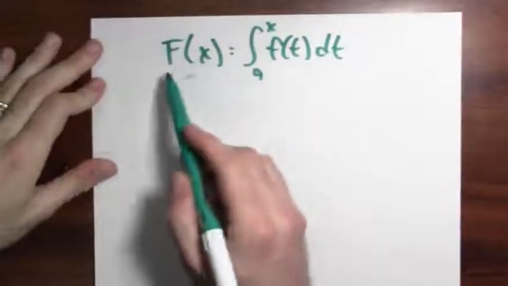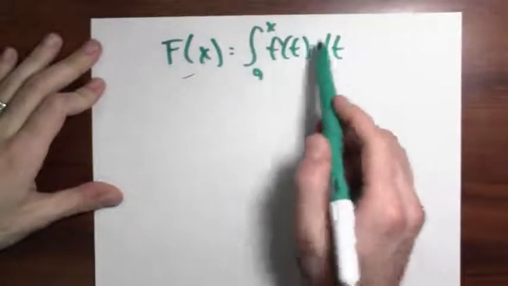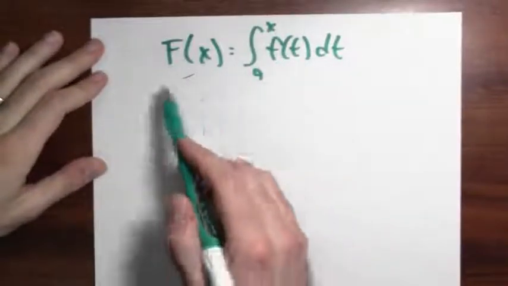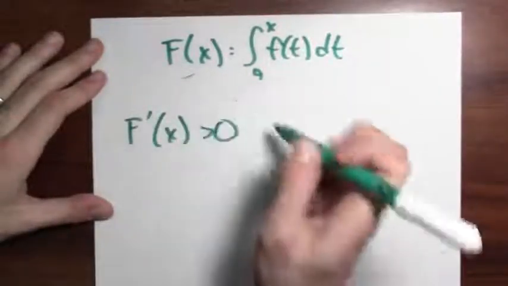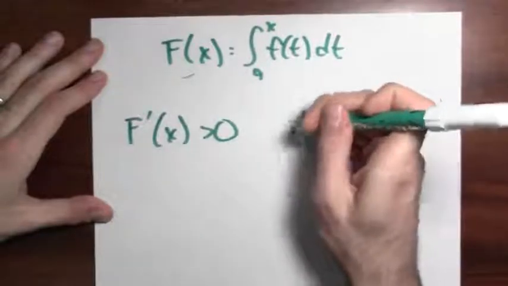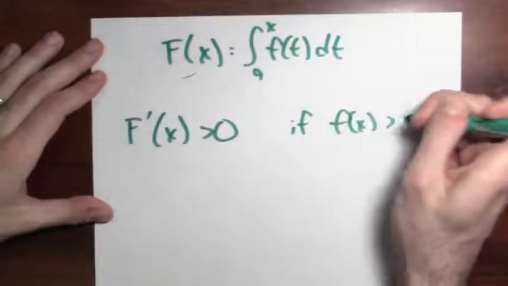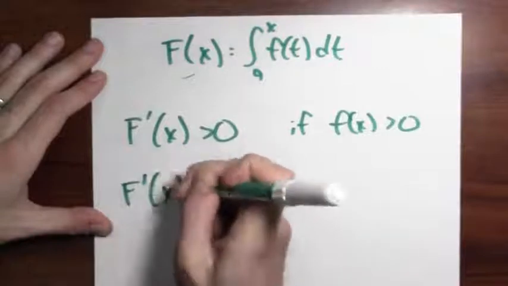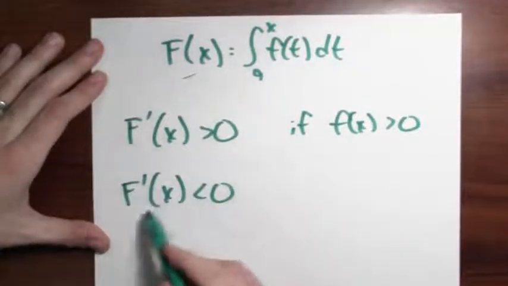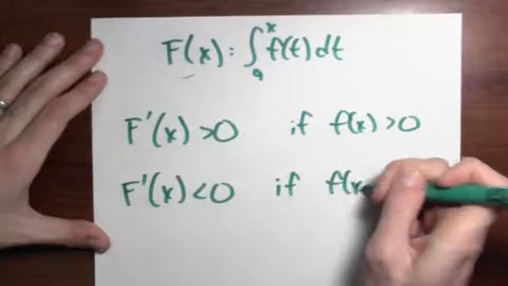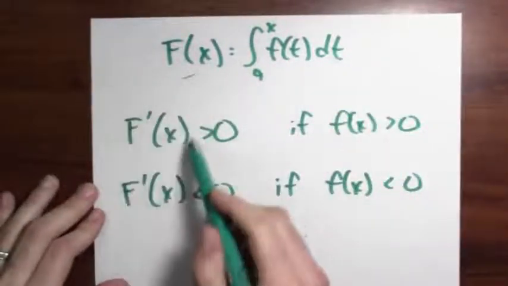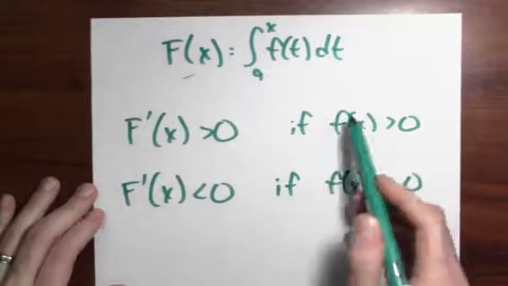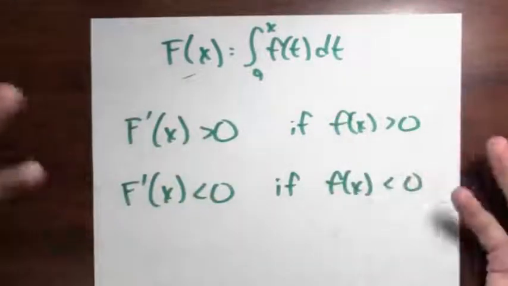Suppose I have the accumulation function, so big F of x is the integral from a to x of f of t dt. And now I can ask, how is the accumulation function changing? Well, the accumulation function is increasing, meaning its derivative is positive, if the function that I'm integrating is positive, and the accumulation function is decreasing, meaning the derivative is negative, if the function that I'm integrating is negative. And this suggests that the derivative of the accumulation function and the function that I'm integrating might be related in some way. Here's a graph that's particularly compelling.